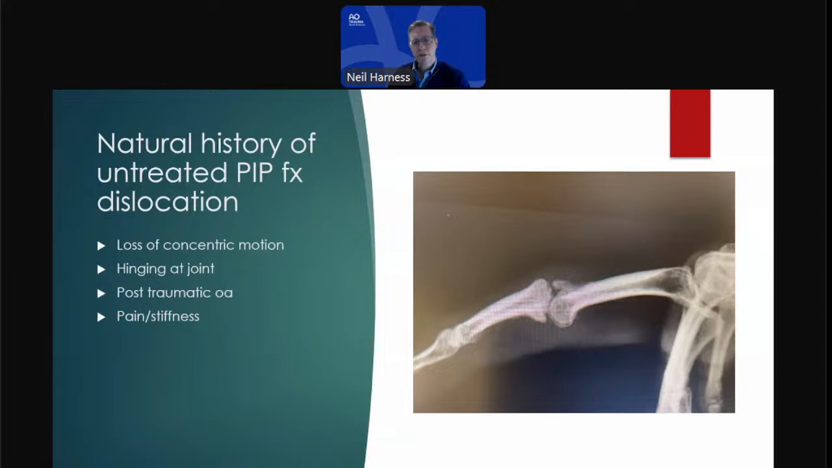Natural history of untreated dorsal fracture dislocations, you can see here. Surprisingly, a lot of these patients do pretty well. I've seen a few long-term missed fracture dislocations like this, and for some reason or another, they do pretty well without pain for quite a while, but eventually make their way to the hand clinic to get treated. They largely are moving through a hinged pseudoarthrosis. They eventually develop post-traumatic arthritis, pain, and stiffness. So it's better to get to these early.